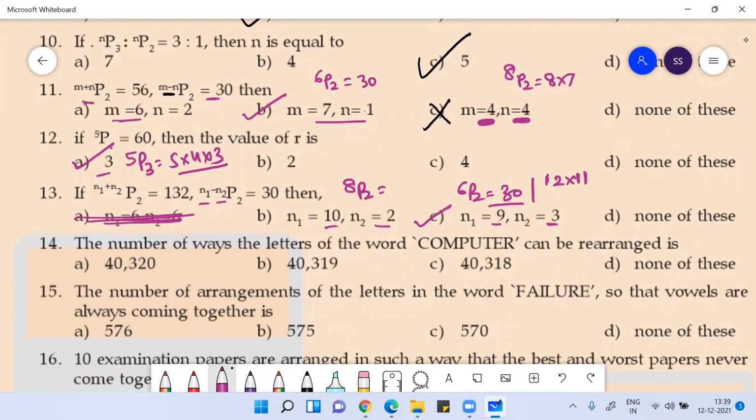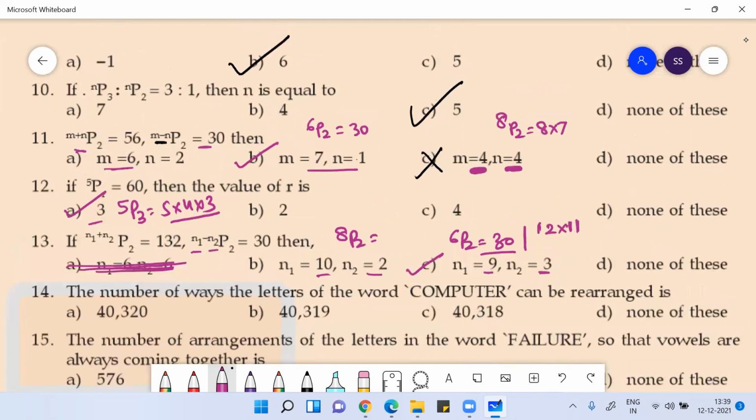Clear, everyone? See this, 10th to 13th. Everyone try by yourself. Ask me if you have any doubt.